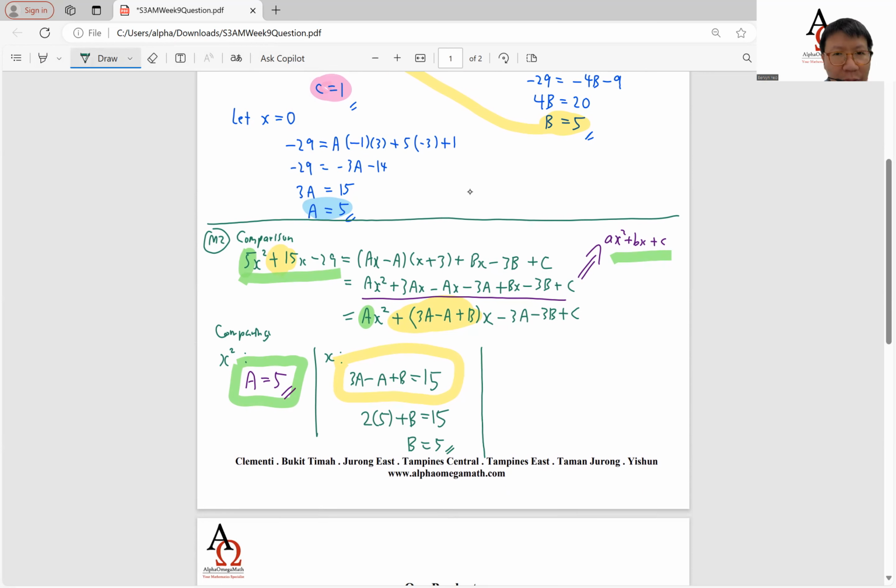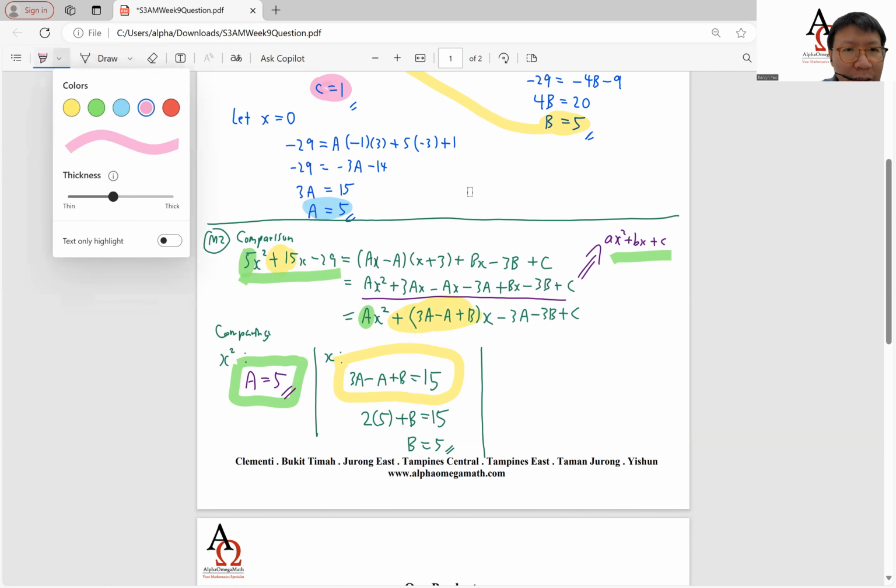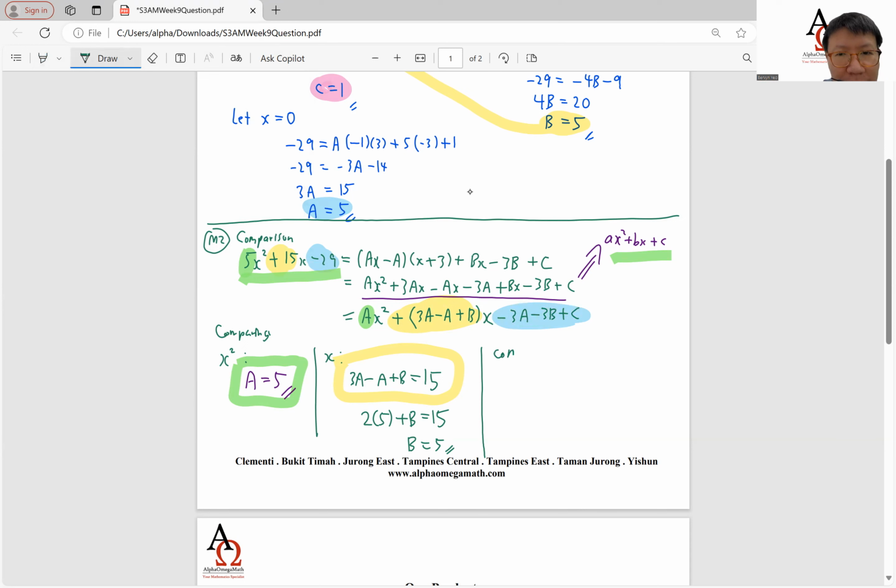And last but not least, we also have our constant term. Now that we know a and b, this becomes much easier for us, all right? So lastly, we'll just compare our final term here. Negative 29 with this term. Okay, this is comparing of the constant term. So we will have negative 29 equals to minus 3 times 5 because a is 5, we know that already. And minus b is also 5. Okay, plus c. So negative 29 equals to negative 30 plus c. So c will be equals to 1.